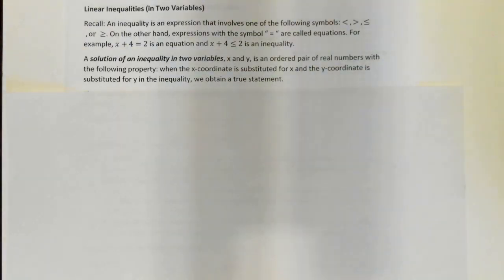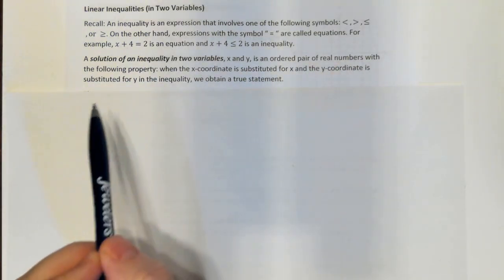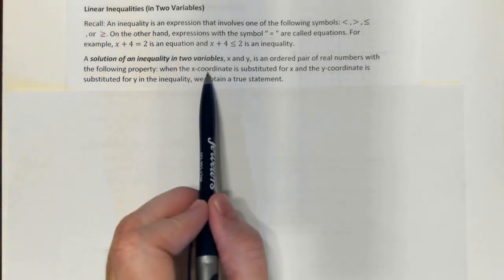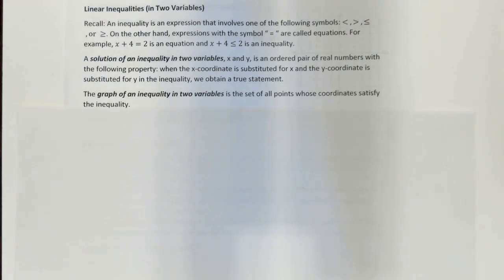So a solution of an inequality is going to be any ordered pair of real numbers such that when you plug in that value for the x-coordinate and the y-coordinate, you get a true statement. So the graph of an inequality is going to be the set of all points that make the inequality true. And that will create something called a half plane, which you'll see here soon. Basically it breaks the coordinate system into two parts.